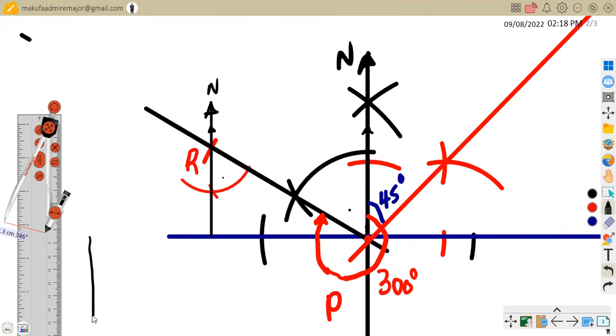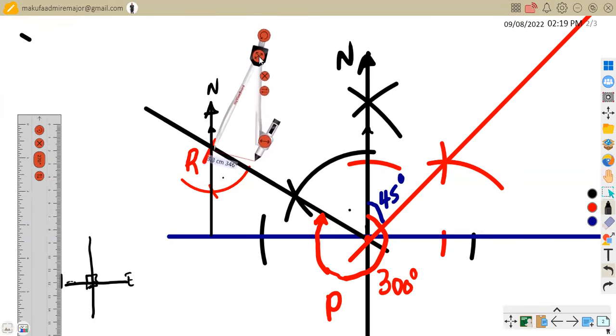Because I have a North Pole like this, I'm left with the line to the east. So to go from the west to the east here, what does it mean? It means we are supposed to have 90, 90, 90. So you're supposed to construct an angle of 90 degrees from this line here. So how do you construct 90?